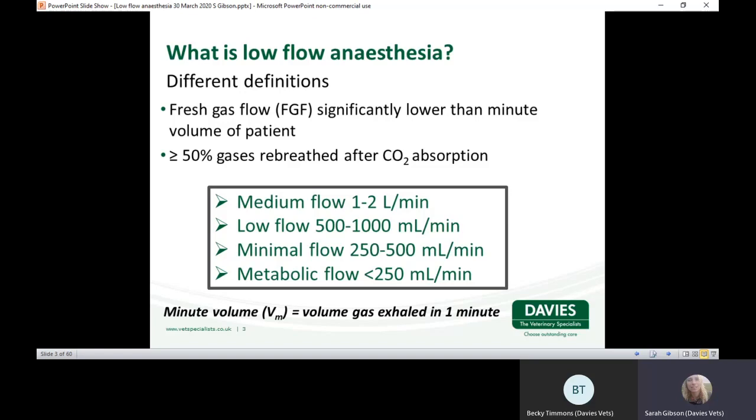Another definition is that 50% or more of the gases are rebreathed after carbon dioxide absorption. I like the classification of flow suggested by Baxter in the box, which defines medium flow as 1 to 2 litres per minute, low flow as 500 to 1,000 millilitres per minute, minimal flow as 250 to 500 millilitres per minute, and metabolic flow as less than 250 millilitres per minute. It is worth mentioning that this is during the maintenance of anaesthesia, and there will be higher flow rates needed in the initial phase of anaesthesia.